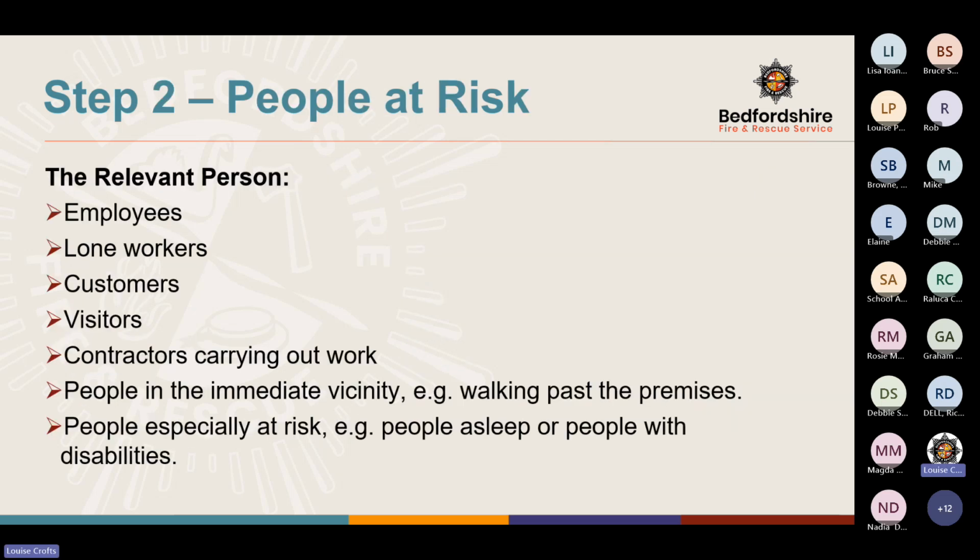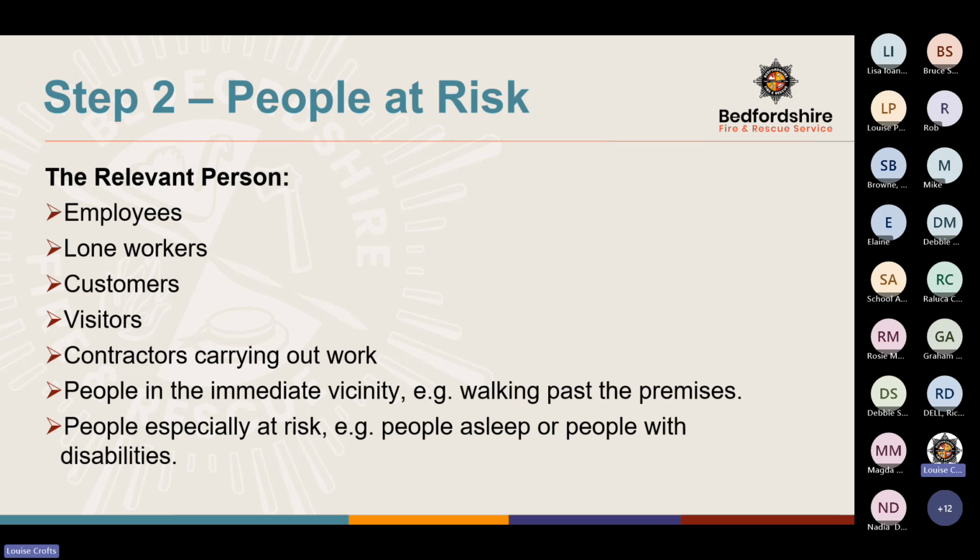So the next stage is to think about the people. So obviously it's about life safety. That's why we're carrying out these fire risk assessments. It's to keep people safe, prevent them from being injured or harmed. So who are these people? Who do we need to keep safe? So the phrase that we use is the relevant person.